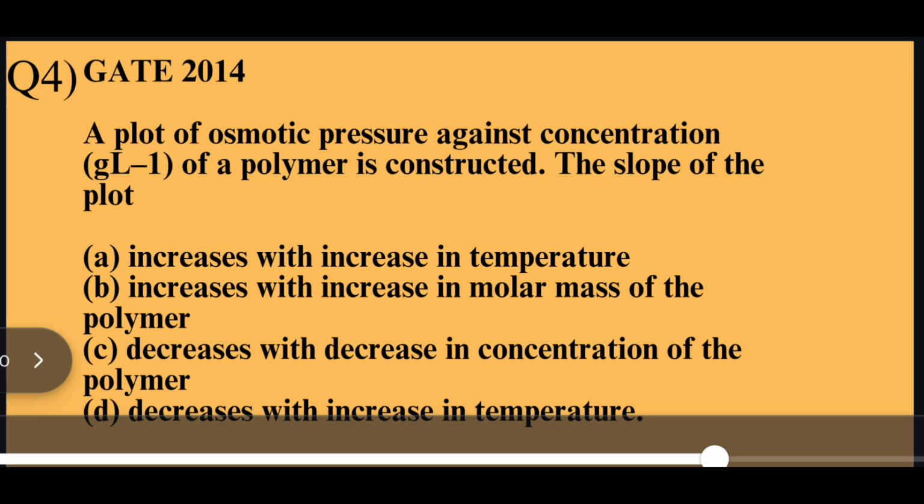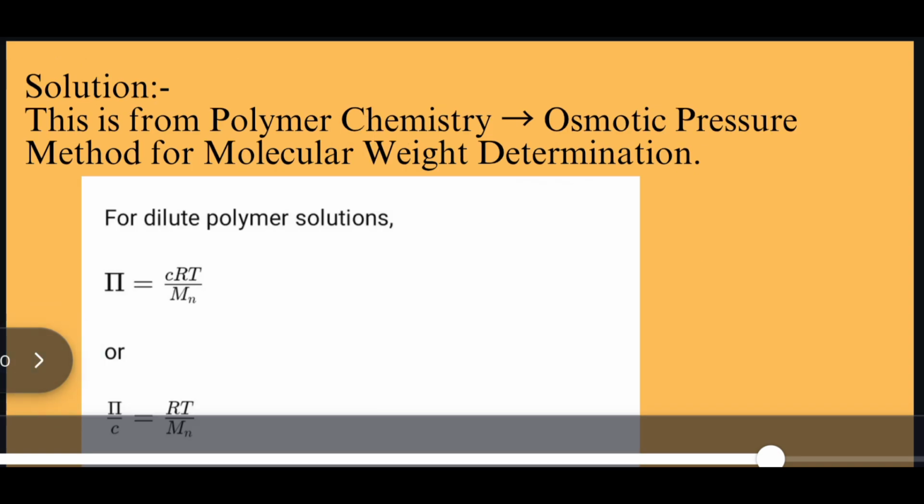Now we'll go to the fourth question. This was asked in GATE 2024. A plot of osmotic pressure against concentration in gram per liter of a polymer is constructed. The slope of the plot is, here 4 options given. Option A, increase with increase in temperature. Option B, increase with increase in molar mass of the polymer. Option C, decrease with decrease in concentration of the polymer. And option D, decreases with increase in temperature. Now we'll see the solution.